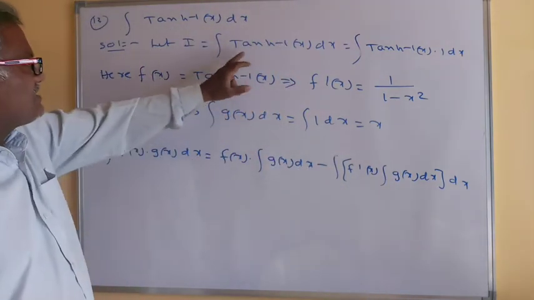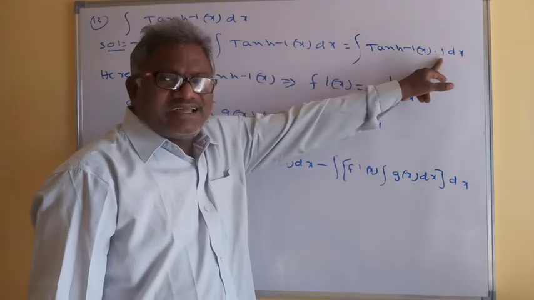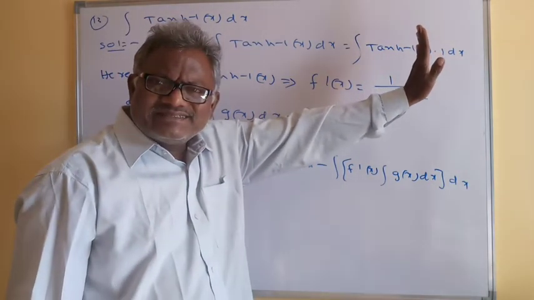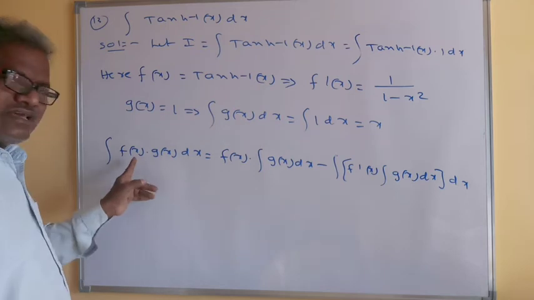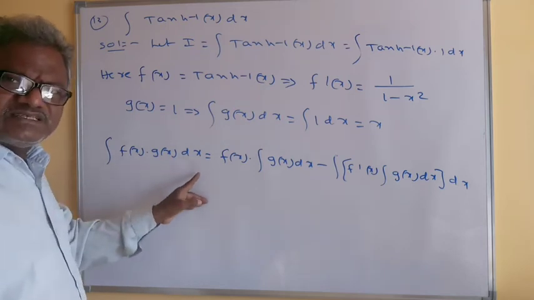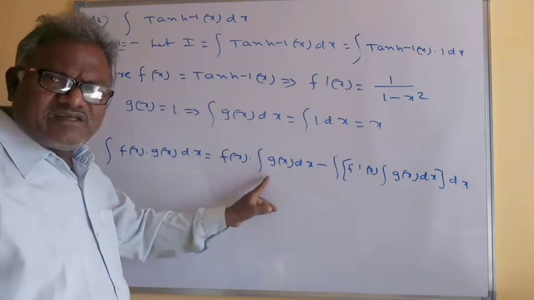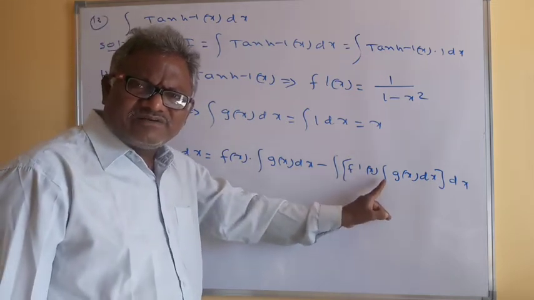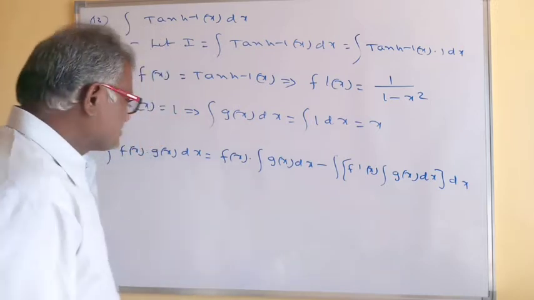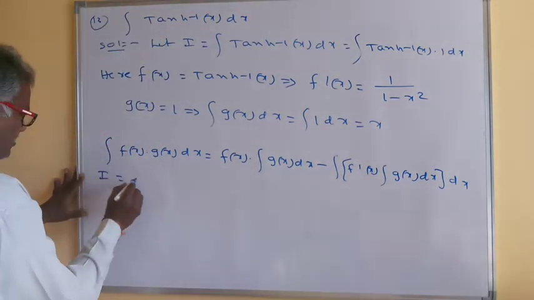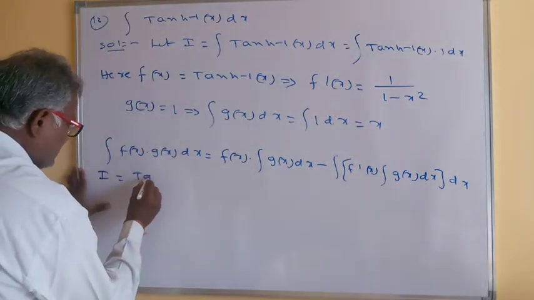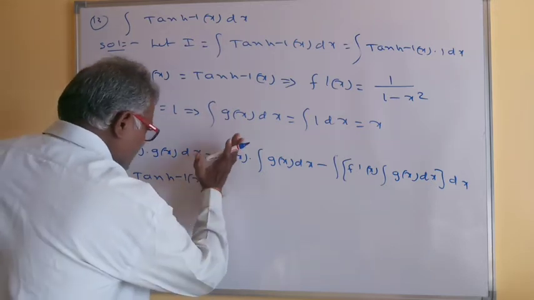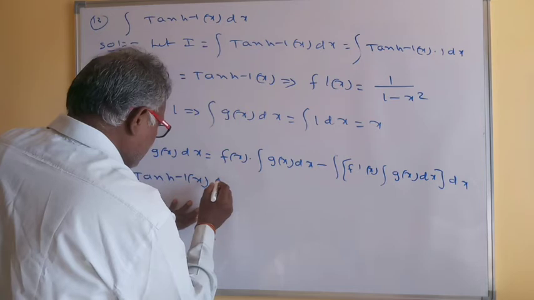So clearly I is nothing but f of x and g of x. You have to consider the inverse function as f of x and the algebraic function as g of x. Now by parts formula, integral of f of x g of x dx is equal to f of x into the integral value of g of x dx minus the integral of the derivative of the first function into the integral of the second one. So clearly I is equal to tanh inverse x into the integral value x.